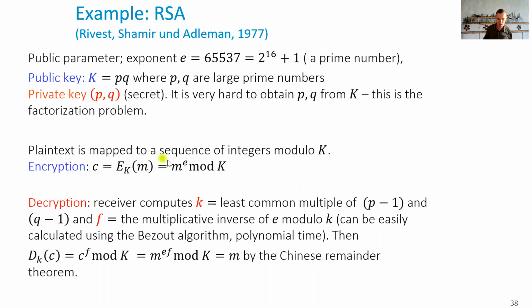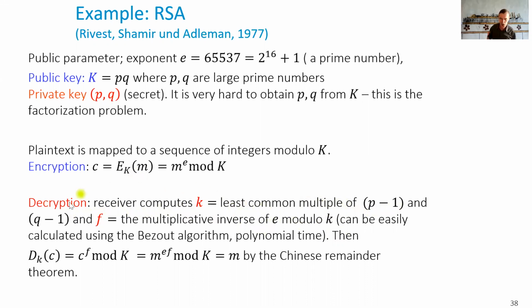factors p and q. If you know how to factor the number capital K, there is a theorem called the Chinese remainder theorem that says that if you take the ciphertext C, there is a magic number f such that if you do c to the power f, you obtain exactly the number m here. But in order to compute f, you need to take the inverse of e modulo, roughly speaking, p minus 1 times q minus 1 here.